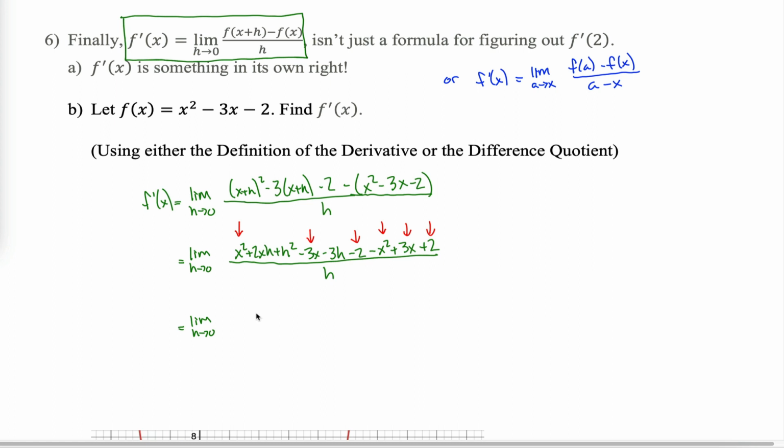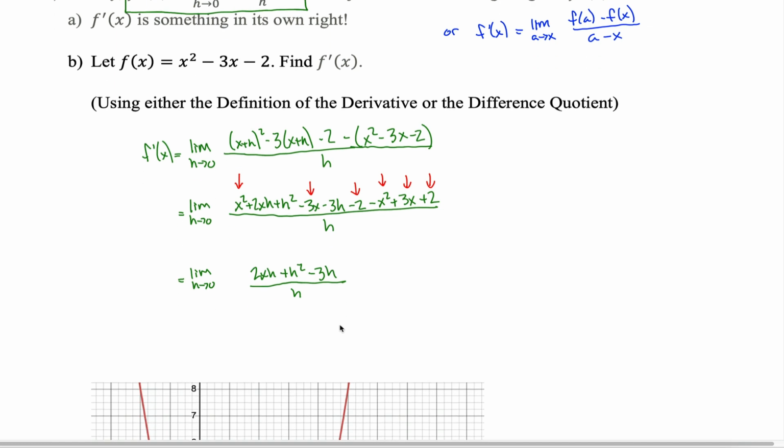When all the dust settles, all that's left up top is 2xh plus h squared minus 3h. Everything else went away. I divide that by h for the h in the denominator, and now things have gotten significantly prettier. I still can't change all the h's into zeros because I'd get 0 over 0, but I can factor an h from each of these terms up top and cancel that with the h in the denominator, and what that would leave me with is 2x plus h minus 3.